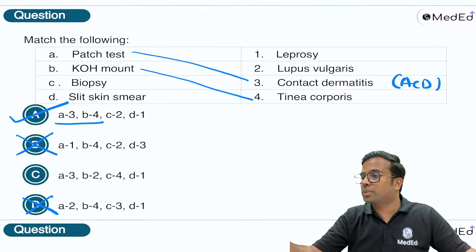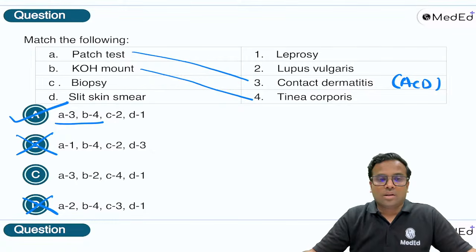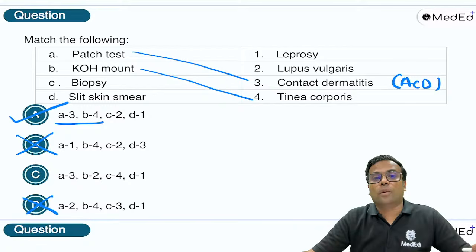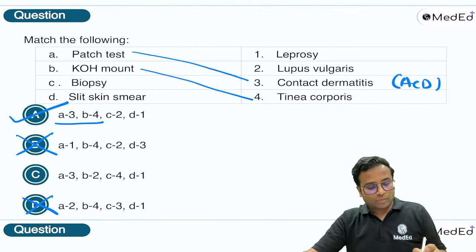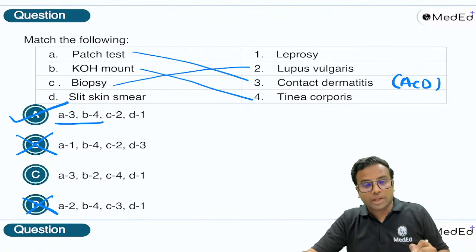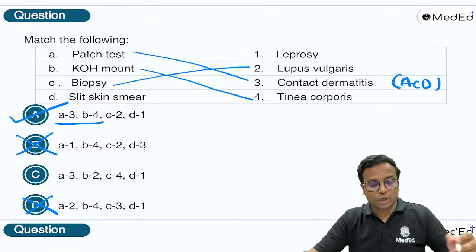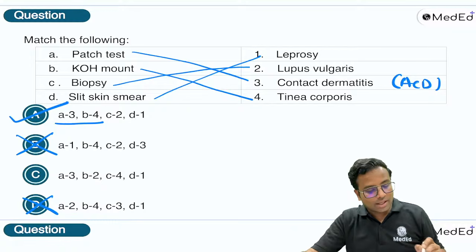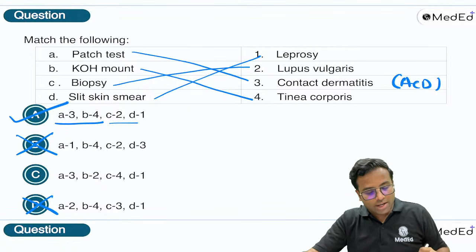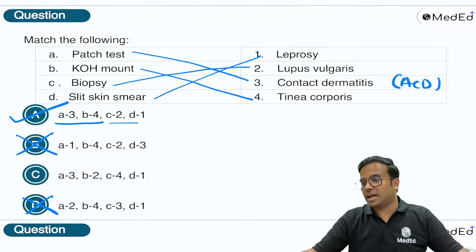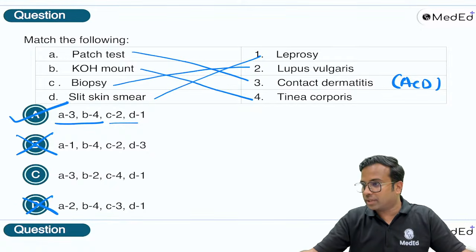So the remaining option is biopsy. Where do you do a biopsy? We do a biopsy in lupus vulgaris, which is going to be the cutaneous tuberculosis. And where do you do a slit skin smear? We do that in leprosy. So C2 and D1. So that is all matching properly now. So this is going to be the right answer. I hope it is not difficult.